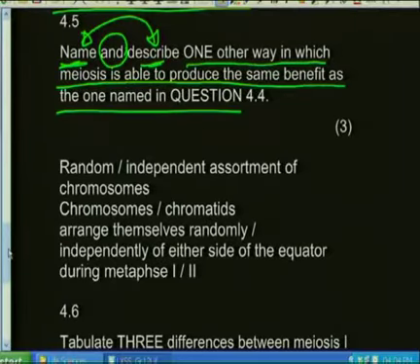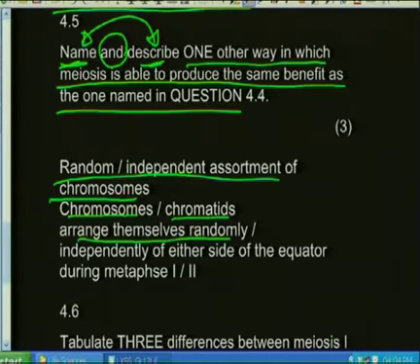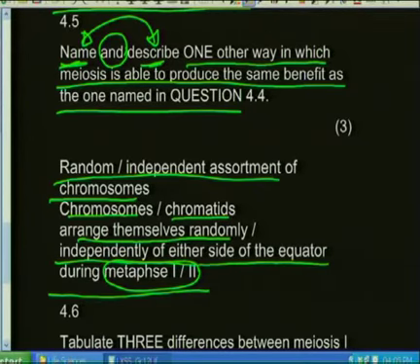So we're naming it as random or independent assortment of chromosomes. And then we say either the chromosomes or the chromatids arrange themselves randomly in no fixed order, independent on either side of the equator during metaphase 1 or 2. This part here, you don't have to mention. Up to there is what's important. So all you're saying is random assortment means that the chromosomes in stage 1 or the chromatids in stage 2, whenever, they arrange themselves in a very random order. This brings about variety.